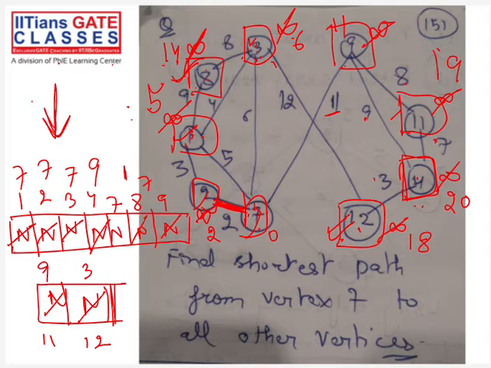Now if you check, let's say we are at 11. 11's parent is 9. 9's parent is 7. And 7 is the source, right? So every time you can find the path from this particular array. All right, so is this explanation clear to all of you? Yes?